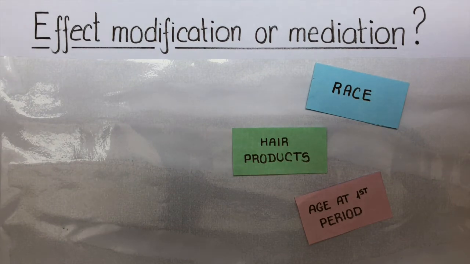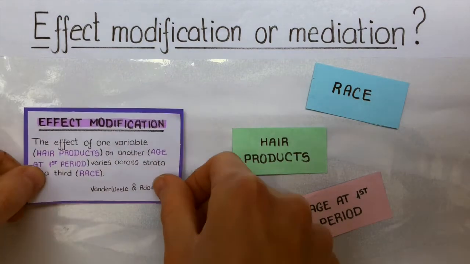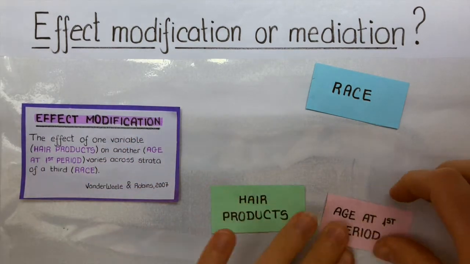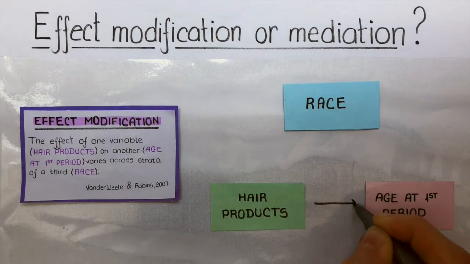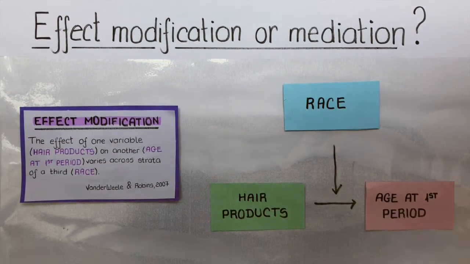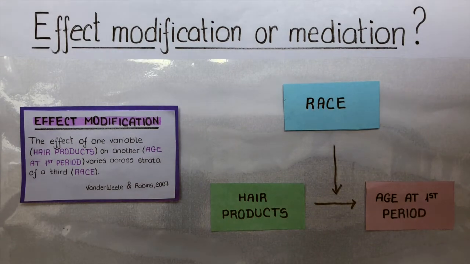If we were to draw a model relating these three variables, we could consider race to be an effect modifier of the association between hair product use and age at first period. This would imply that there is some intrinsic biological difference between the races that would modify the effect of the exposure on the outcome.